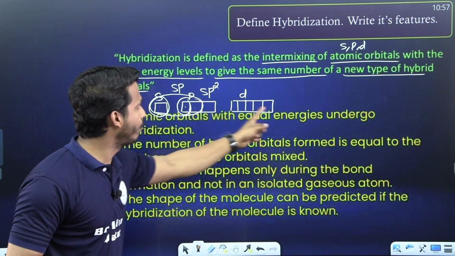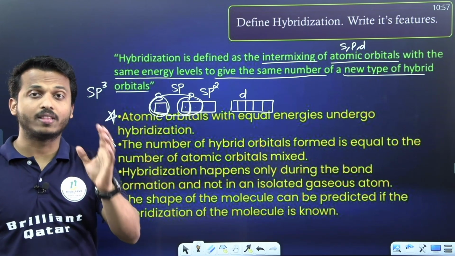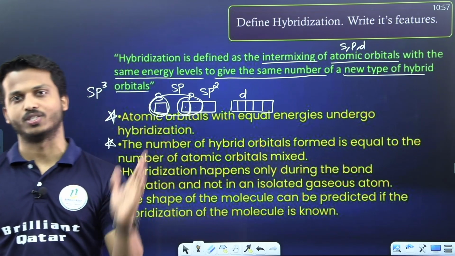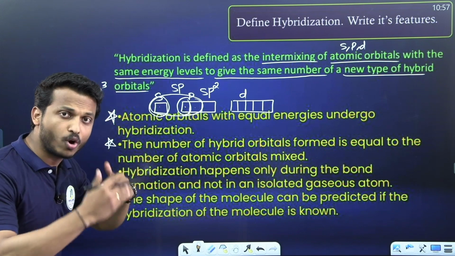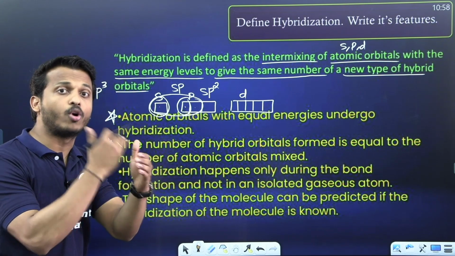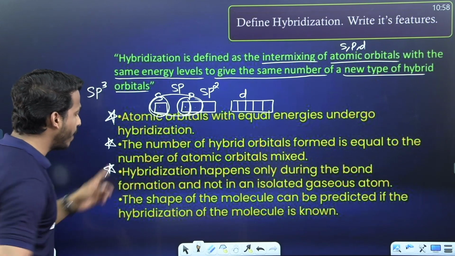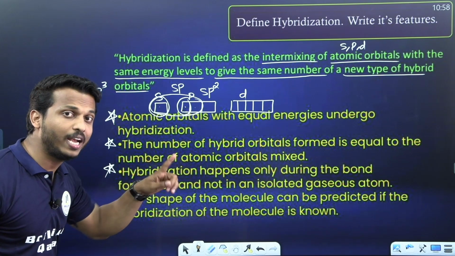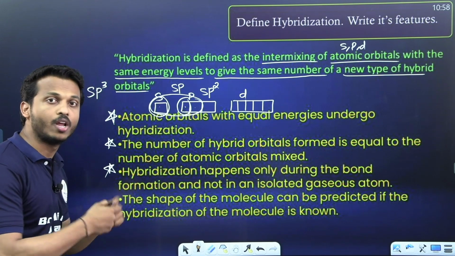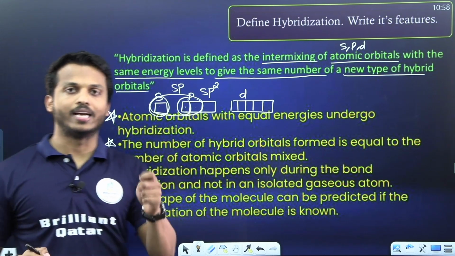Because we have d5 orbitals, right? So sp3d3, like that hybridization goes on. So how many atomic orbitals you are mixing, an equal number of hybrid orbitals can form. That's it. Now next one, hybridization happens only during bond formation, not in the isolated gaseous atom.